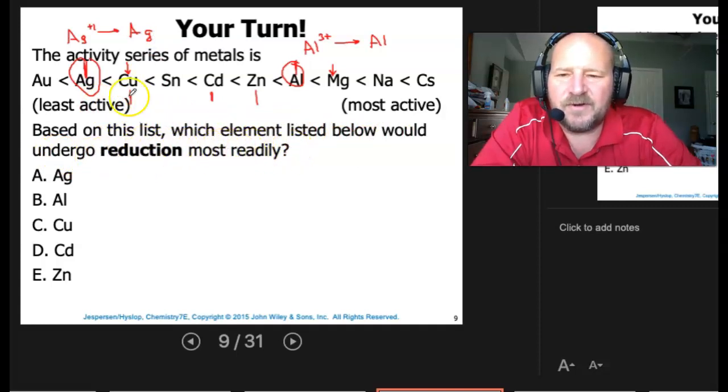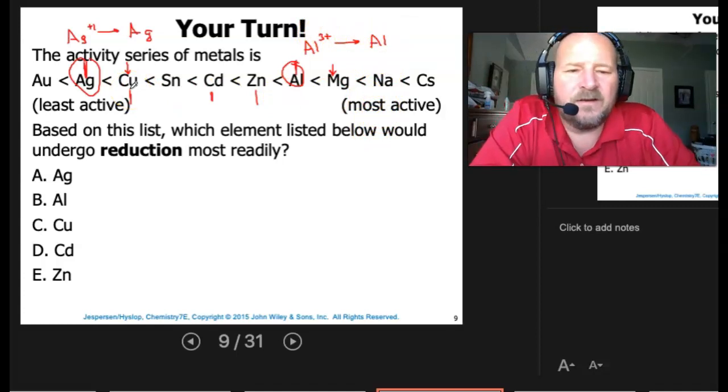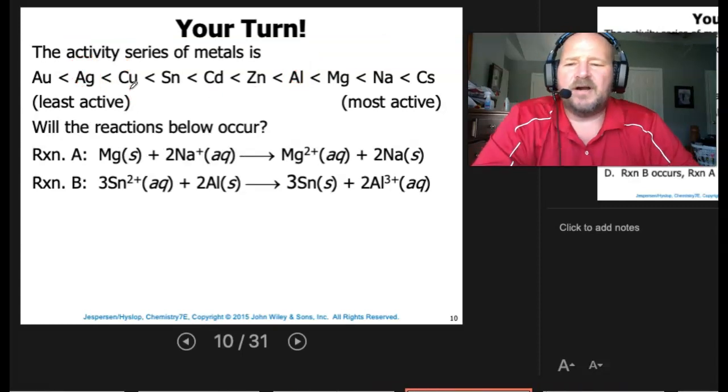All right, so based on this list, which element listed below would undergo reduction most readily? So again, we'll be going from +1 to the 0 or +3 to the 0. And so here we're going to say it's aluminum. Okay. All right, next question.